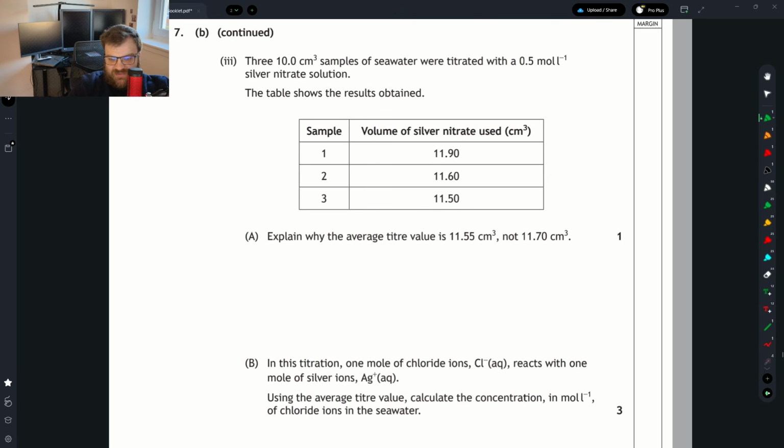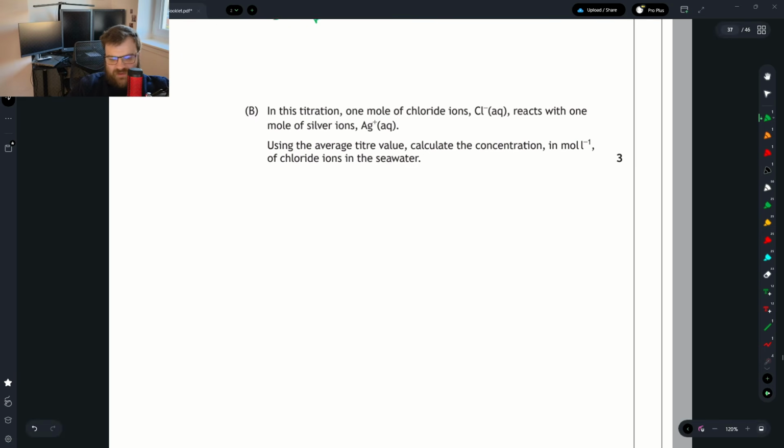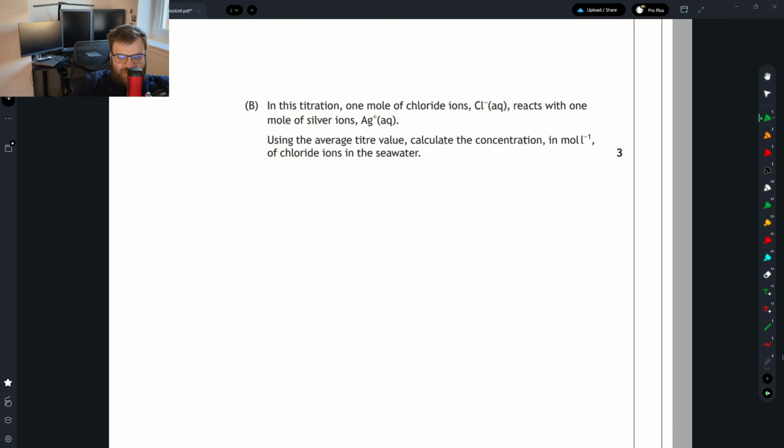Next one, when you're dealing with an average titer, it's to do with concordant results, which are within 0.2 of each other. Those two are, the top one isn't. So sample 1 is not concordant. Next one, we're doing a calculation to work out the concentration of chloride ions.